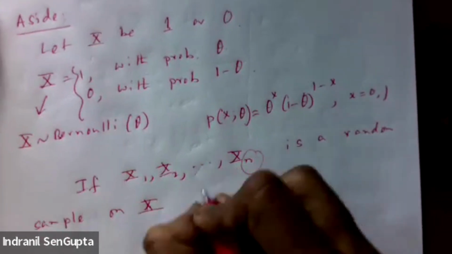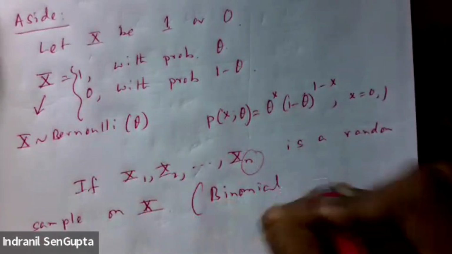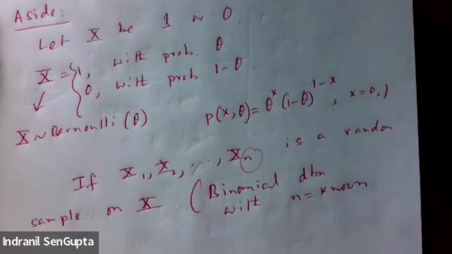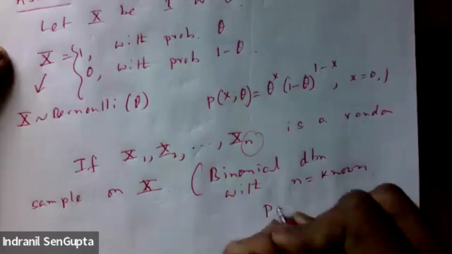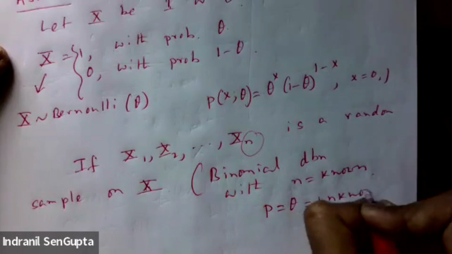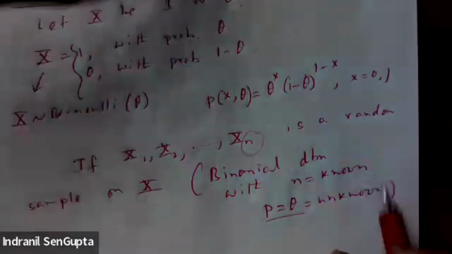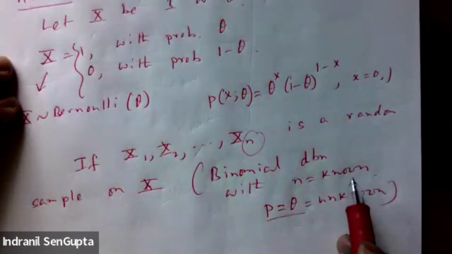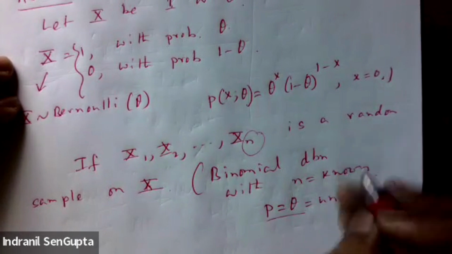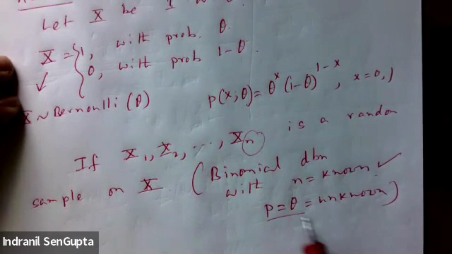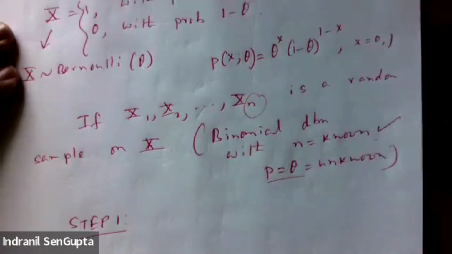Basically, this is a binomial distribution with n known, because there are n samples, but p equals theta is unknown. P is the theta. So the quantity theta is unknown, but the quantity n is known. So can I estimate it? It's binomial, but not both of the terms are unknown. I know how many samples I drew, but I don't know the probability of success. So step 1 is to write the likelihood function, and we know how to do it.